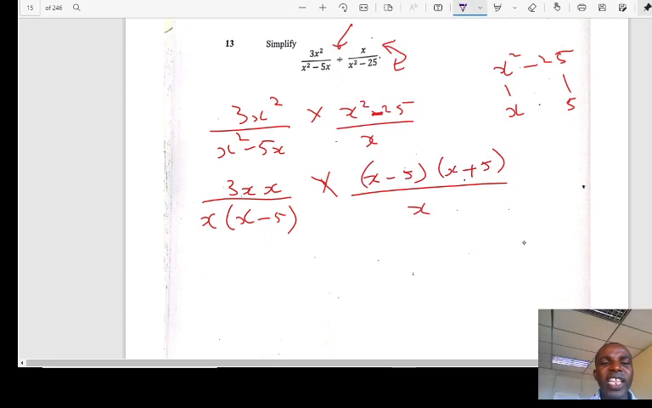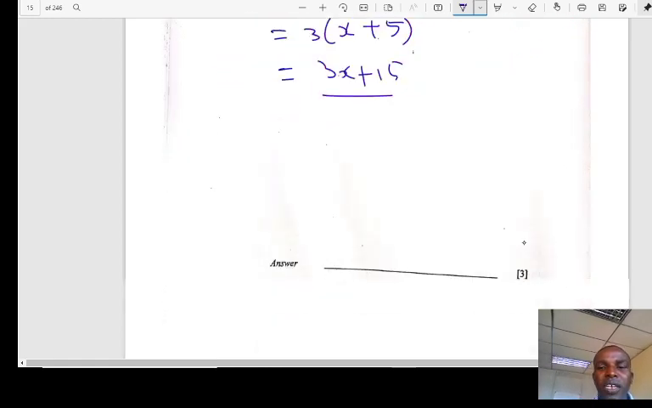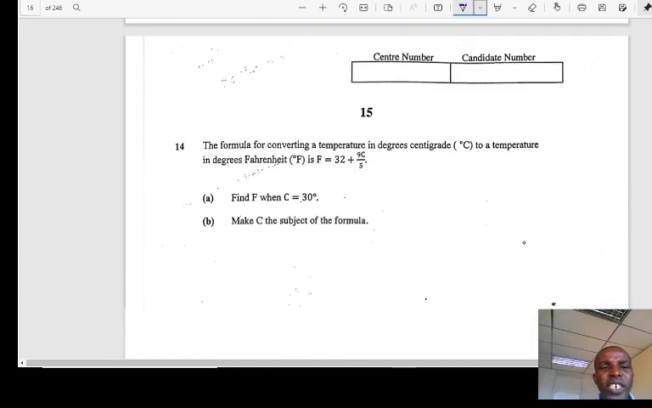Done. Then cancel out x minus 5 with x minus 5. Then this x will cancel out x. This x will also cancel out this x. So you'll be left with 3 times x plus 5. You can just leave it like this, or you can remove the bracket, 3x plus 15. Done. Next question, number 14.